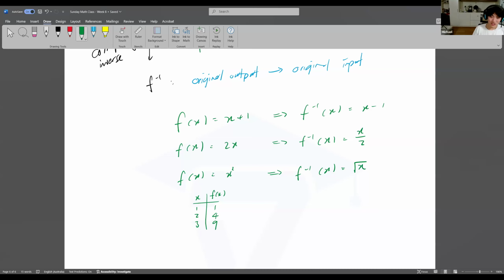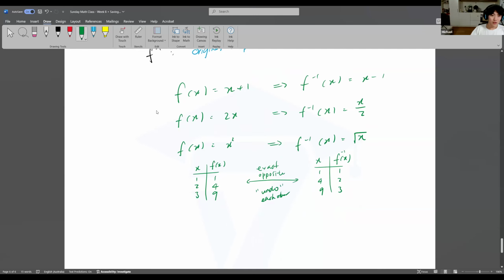Okay, so for the inverse, it takes literally the opposite of that. If we put 1 in, square root of 1 is 1, right? And square root of 4 is 2, square root of 9 is 3. They're exact opposites, okay? They kind of undo each other.